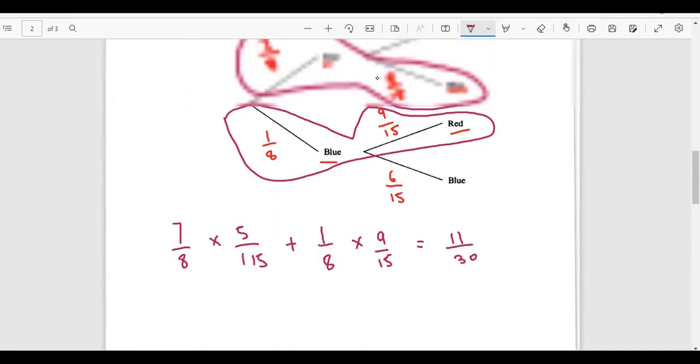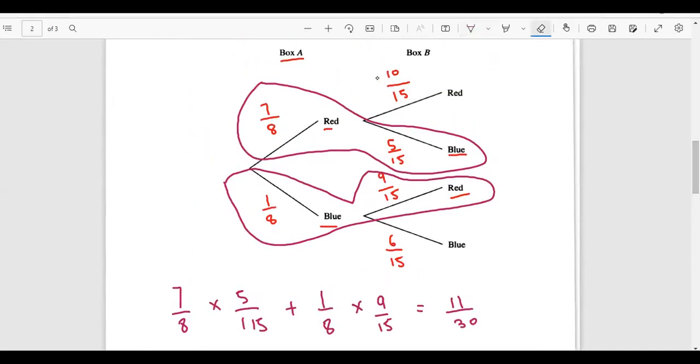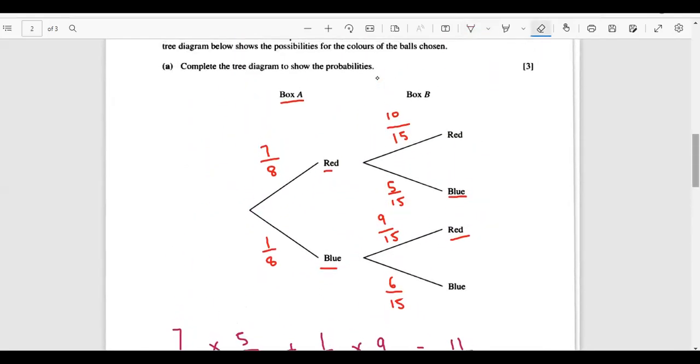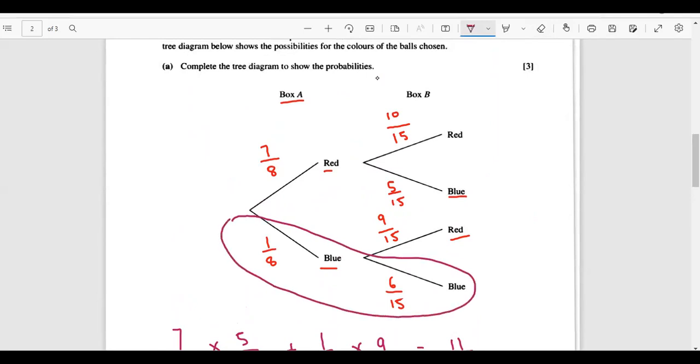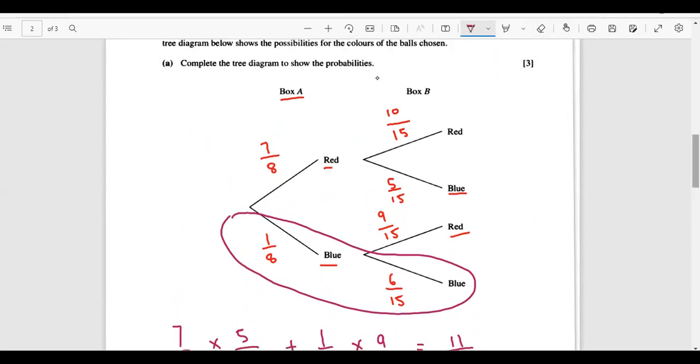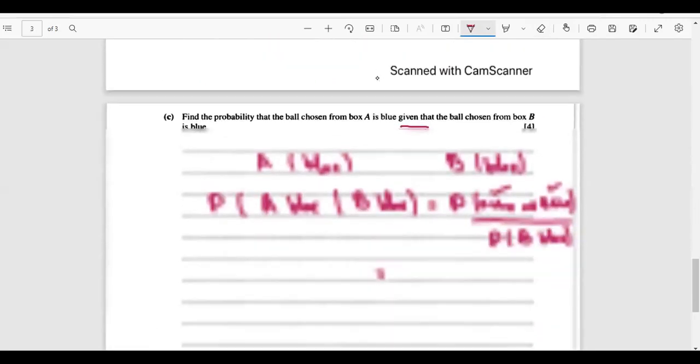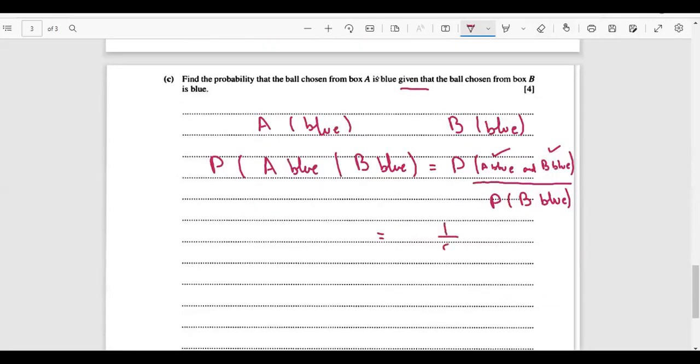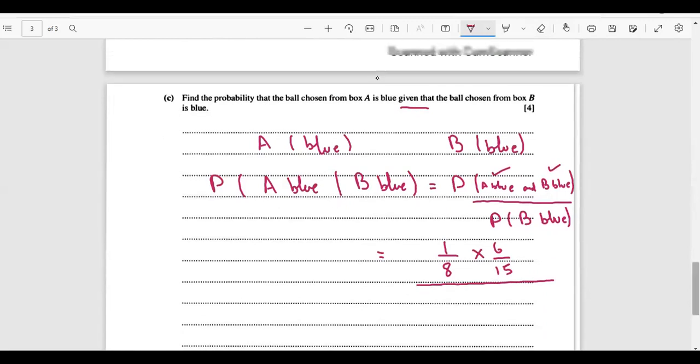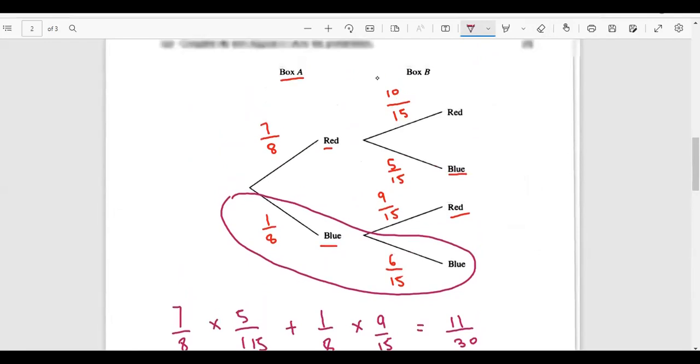Now, for the first one, it's A and B and it's blue and blue. So let's scroll up and see. A and B, blue and blue. So I'll be talking about this part. So this would be 1 by 8 into 6 by 15 because I'm staying in the same branch. So 1 by 8 into 6 by 15. And now I need to divide it by this probability of getting a blue ball from box B.